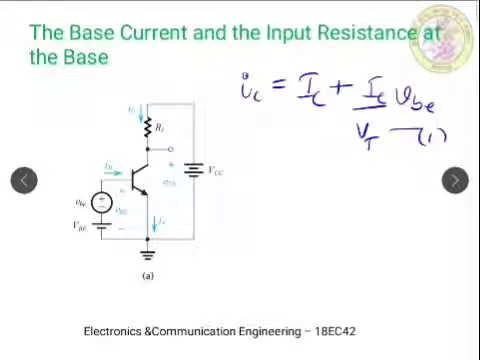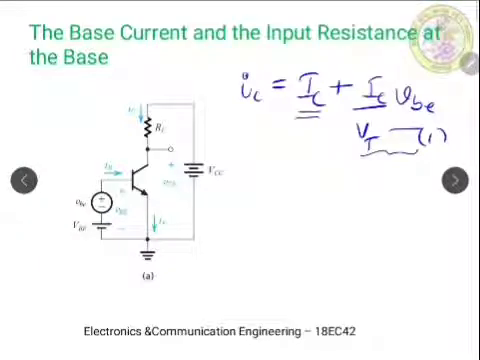Why we are writing this iC equation is in order to determine the resistance seen by the input terminal, that is at vBE. So first we need to evaluate the total base current, and we begin with the iC equation. One thing you have to observe is the notation: small i, capital C indicates the sum of the DC collector current IC as well as the current because of the signal.